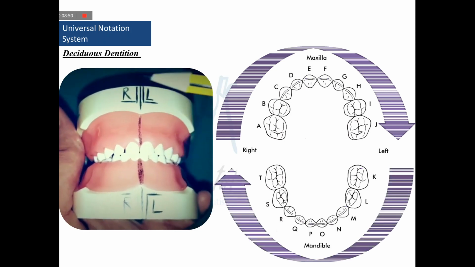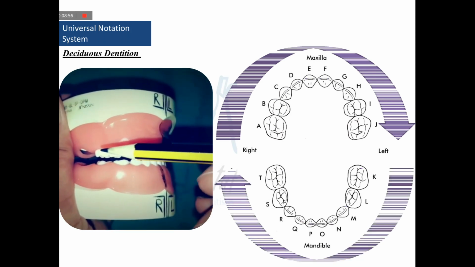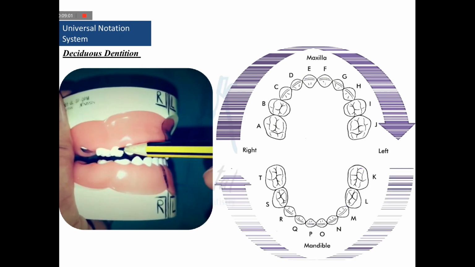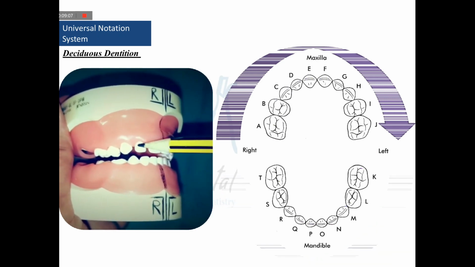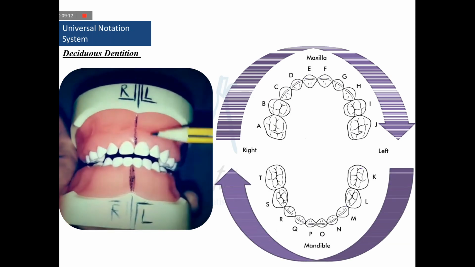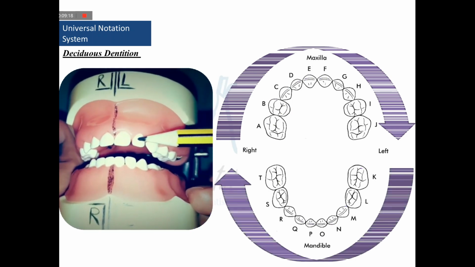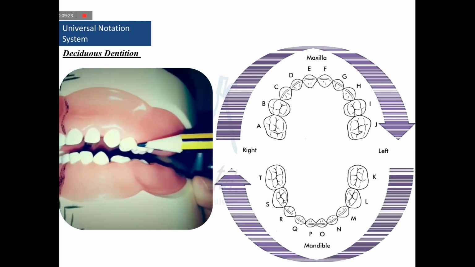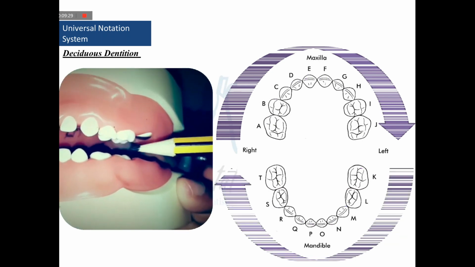So you can see here in the universal numbering system we counted all of the teeth in a clockwise manner. We labeled the second molar on the right hand side as A, then the first molar as B, canine on the right hand side that's C, lateral incisor as D, central as E, central on left hand side as F, lateral on left hand side as G, then the deciduous canine on left hand side as H, the first molar as I, and then the second molar on the left hand side as J.